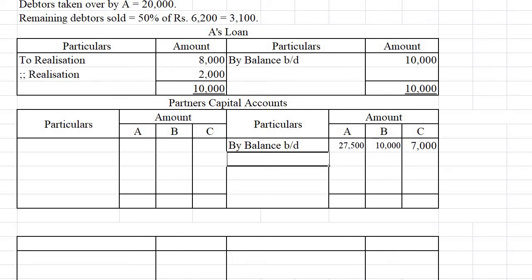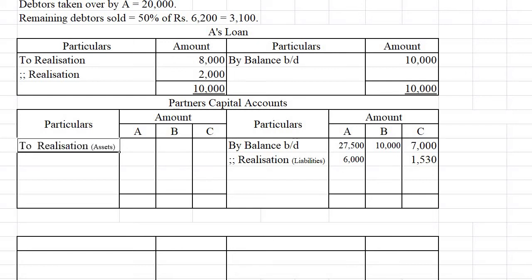So we can write to realization in A's column 6,000. That means creditors paid. And C paid the loan. Okay. So loan and liabilities both are written here. Understood? Then let us see the debit side. Debit side we have the journal entry here. Assets taken over. So we will write to realization. So assets taken over by all the three partners.